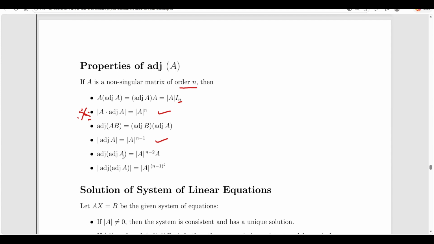Next comes adjoint of adjoint A, which is equal to determinant A power n minus 2 into A. So you could see these three patterns here: determinant A power n, determinant A power n minus 1, determinant A power n minus 2 into A. And if you take the determinant of this adjoint of adjoint A, this will be equal to determinant A power n minus 1 whole square. So I'll be making use of all these properties while discussing PYQs wherever it is required.